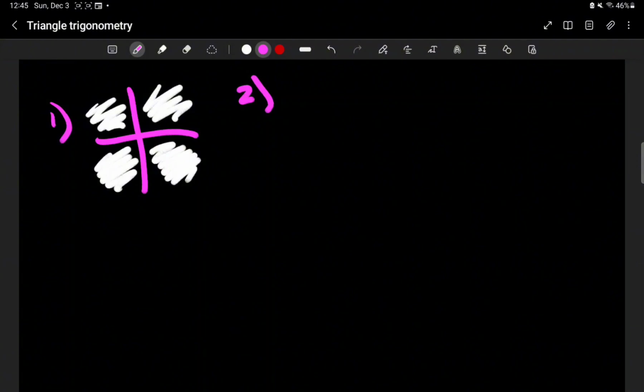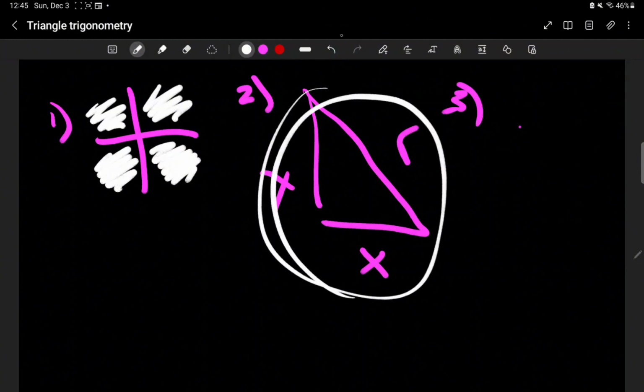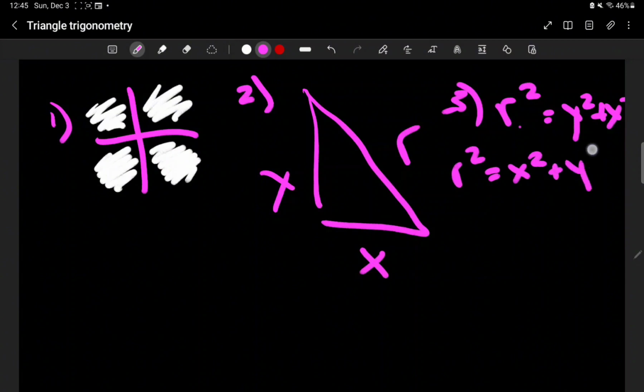We're going to talk about how the x value is here, the y value is here, and the r value is there. Pythagoras theorem, which is a way to find all the sides of a right triangle, in this case would be r squared equals y squared plus x squared, or r squared equals x squared plus y squared.